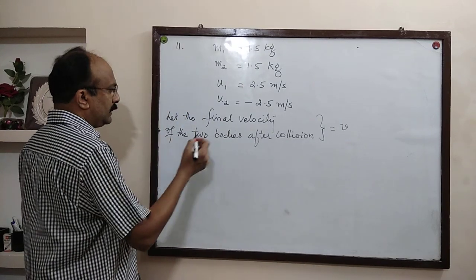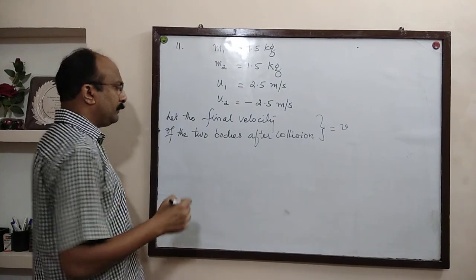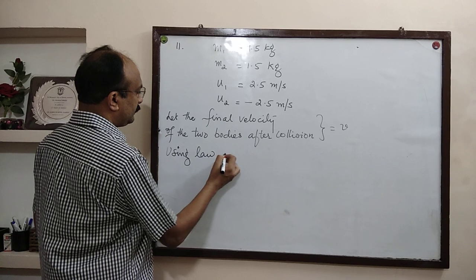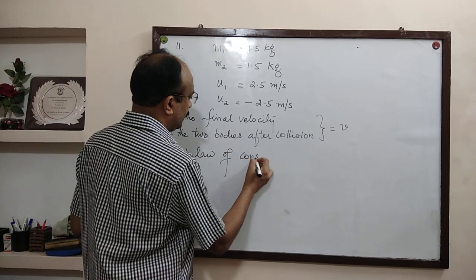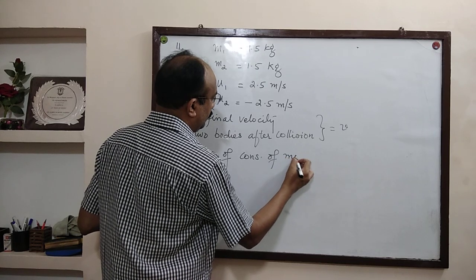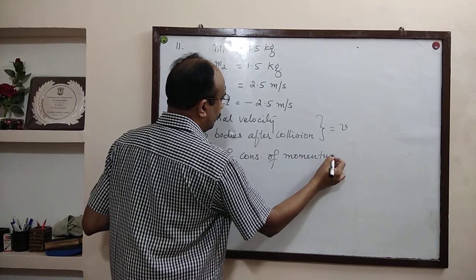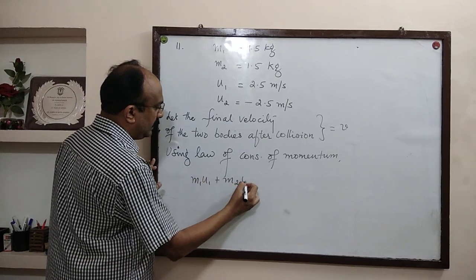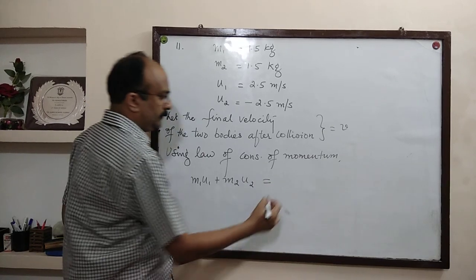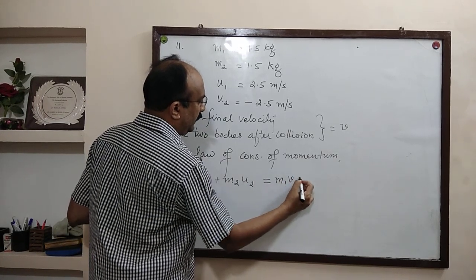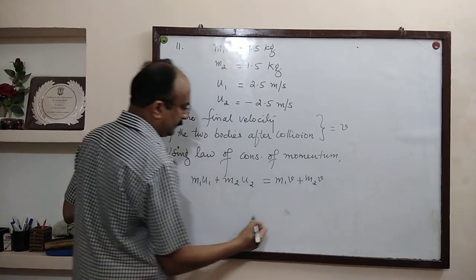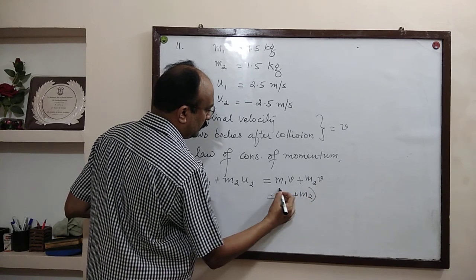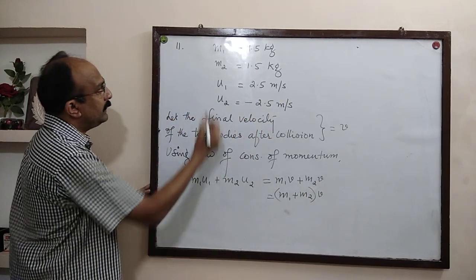Now we can say using law of conservation of momentum, M1U1 plus M2U2 is equal to M1V plus M2V is equal to M1 plus M2 into V. Apply the values.